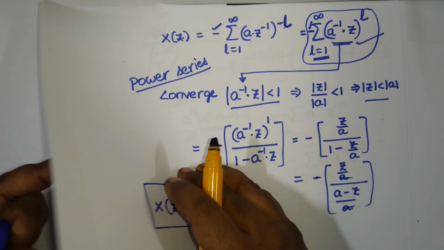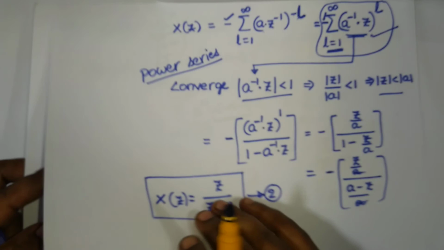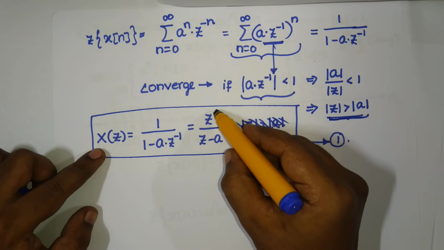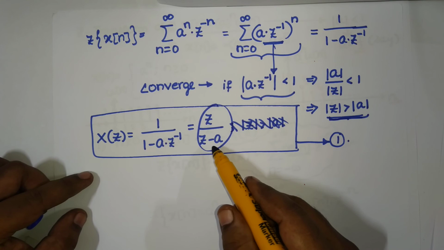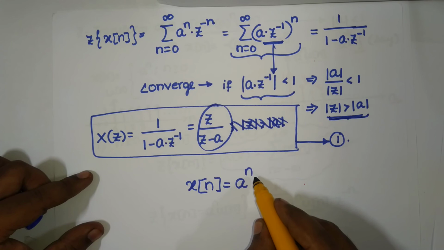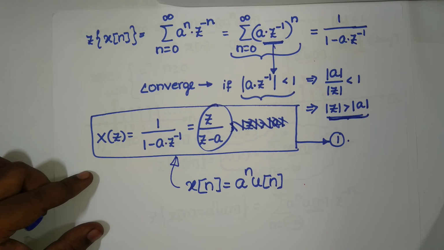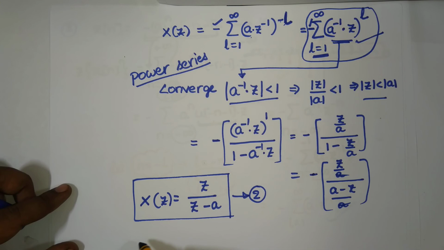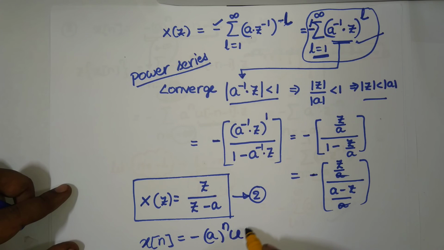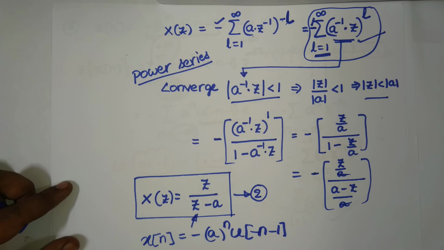The closed form 1, where is our closed form 1? Just give me 1 second. Yeah, see, the closed form 1, x of z equal to, we have z by z minus a. Okay, and this we obtained for which sequence? This we obtained for x of n is equal to a power n u of n. So for this we obtain this Z transform. Now for x of n is equal to minus a power n u of minus n minus 1, if we found its Z transform, we obtained again the same Z transform. Yes or not? That means closed form 2 and closed form 1, both are same.